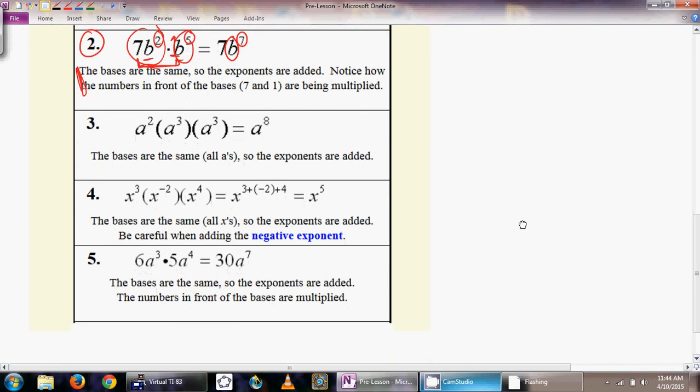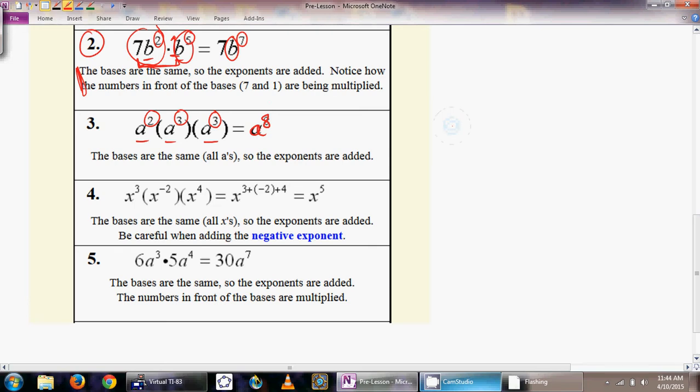Let's go to number 3. In number 3, I quickly do a visual check. A, and A. I know I'm going to keep my base, A, and to figure out what it's raised to, I just add the exponents. So 2 plus 3 is 5, plus another 3 is 8. And that's where we get A to the 8th.